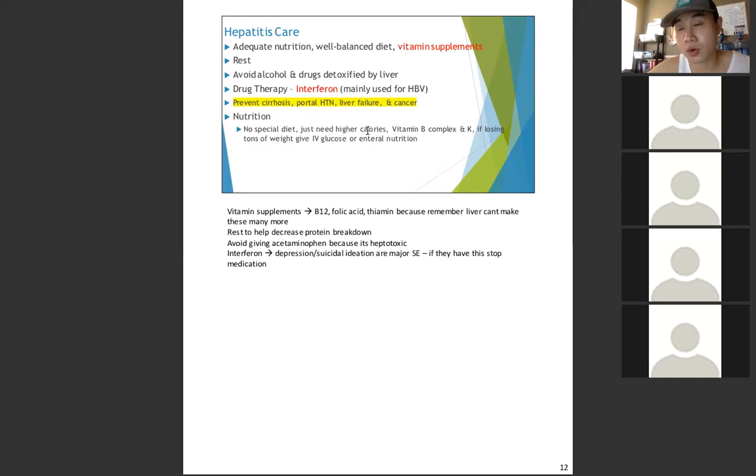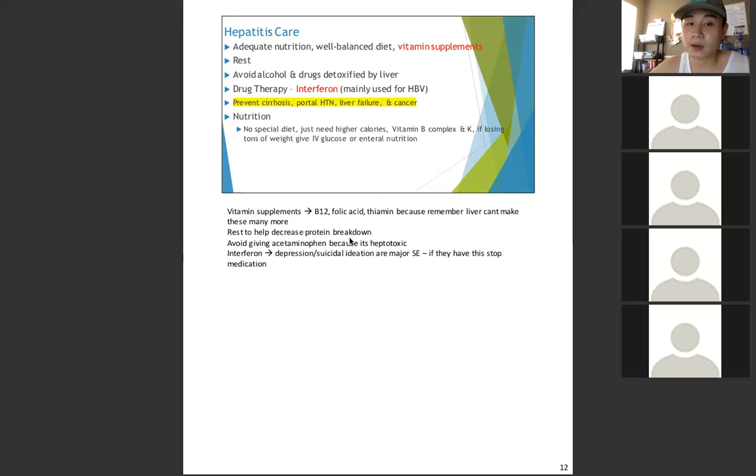Nutrition: no special diet, just need higher calories, vitamin B complex, and potassium. If losing tons of weight, give IV glucose or enteral nutrition. Vitamin supplements include B12, folic acid, and thiamine, because remember, the liver can't make these anymore. And they need to rest to decrease the protein breakdown.